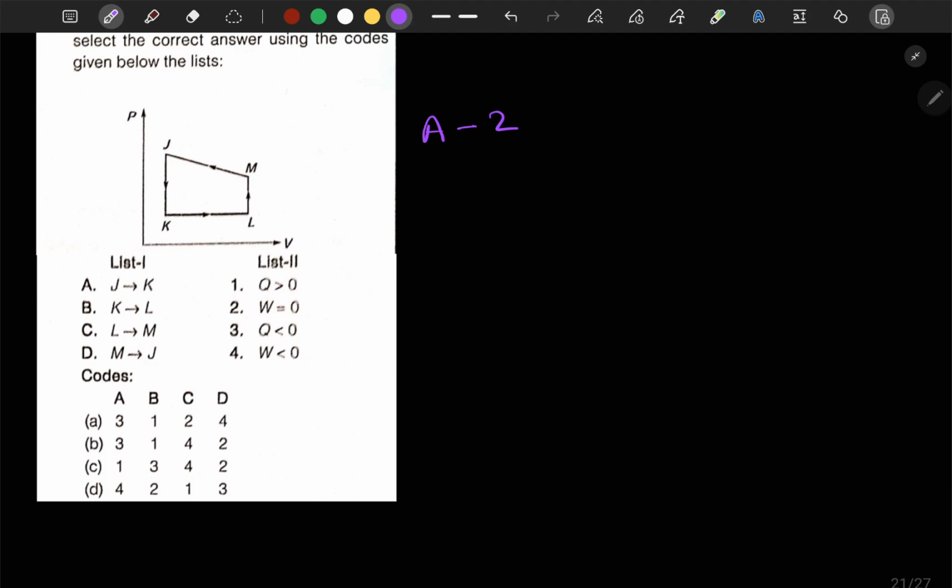Since it is a compression cycle, so it's not a compression cycle. The pressure decreases at a constant volume. This is not a compression. Okay, let's see for JK. For the JK process, work done is equal to 0, so Q is equal to delta U.